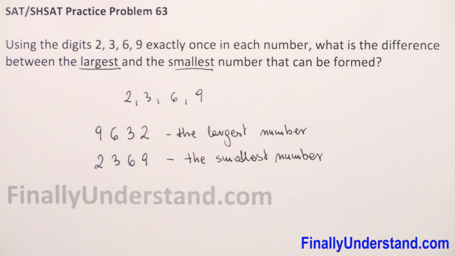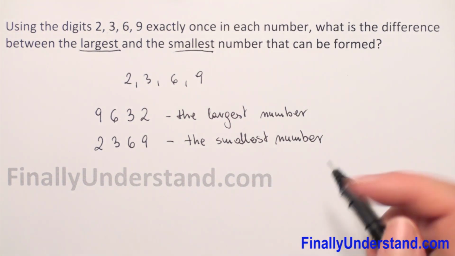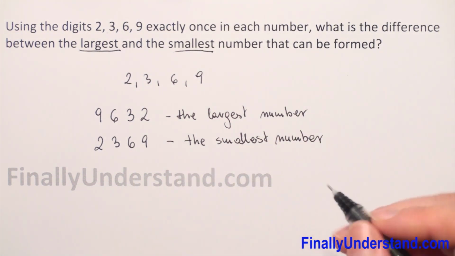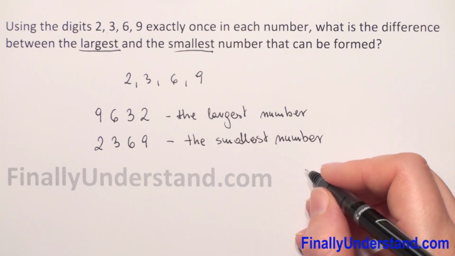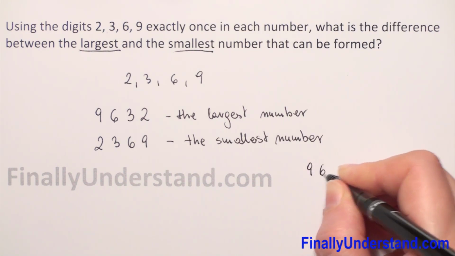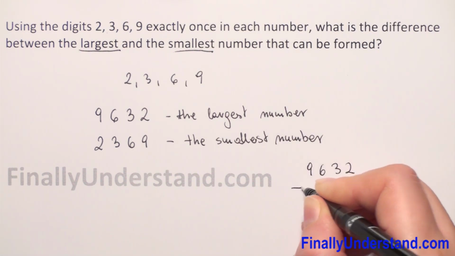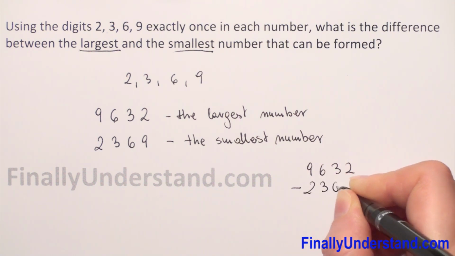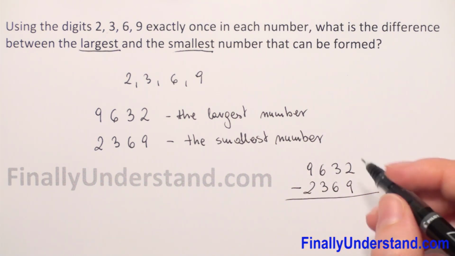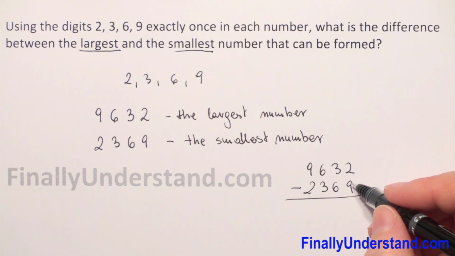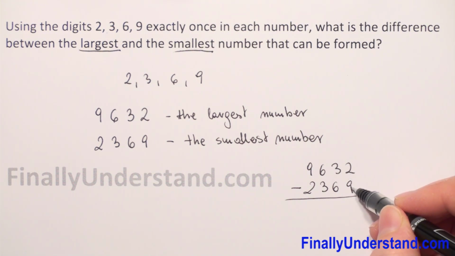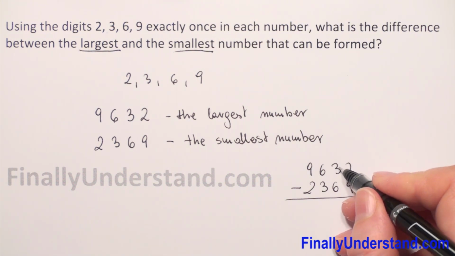And now what we have to find? We have to find the difference between these two numbers. So we have to subtract these two numbers. We have 9,632 minus 2,369. We start from the last column. 2 minus 9, we have to borrow 1 from 3.